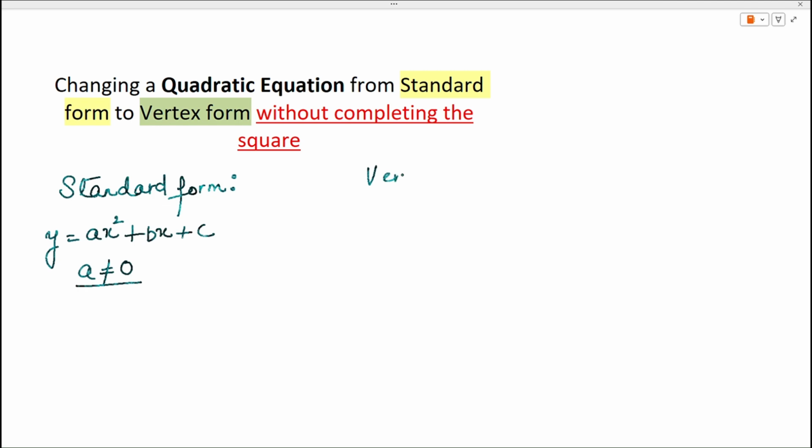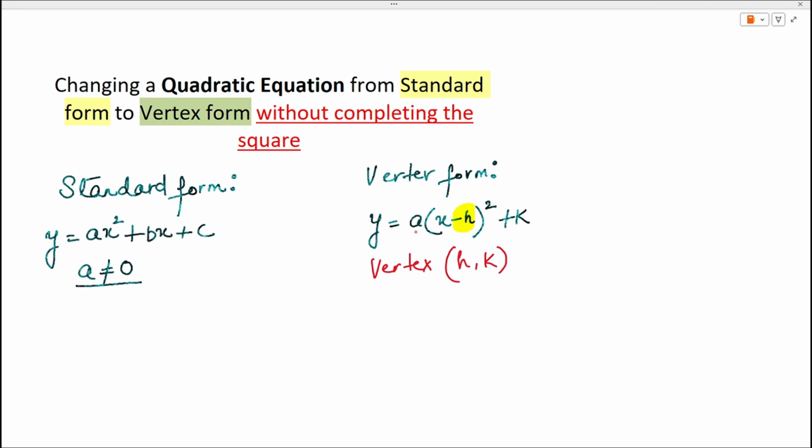Now, what is the vertex form? In vertex form, the equation is written as y is equal to a times (x minus h) whole squared plus k. And from here, we get to know the vertex of the parabola. To get the vertex, we look into this value. If it is negative h, you flip the sign and write it as positive h. So our vertex is (h, k).